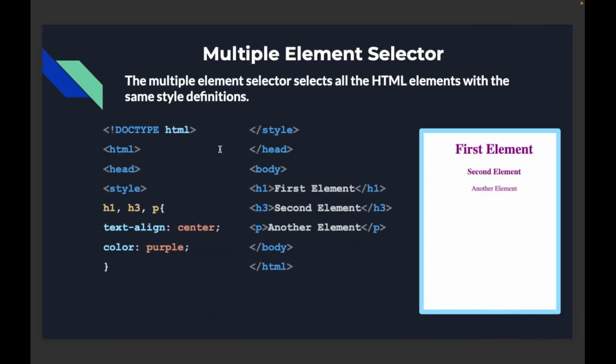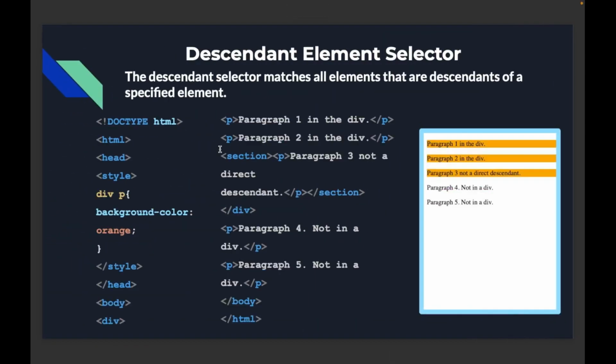So the next is descendant element selector. So these select all elements that are descendant of a specific element. So here we have a div. A div allows you to partition your website, like divide it into different segments. And in this case, we have three paragraphs that are within this div and two that are outside. And what you can see here is that only this paragraph that are within this div are having these properties that are specified.